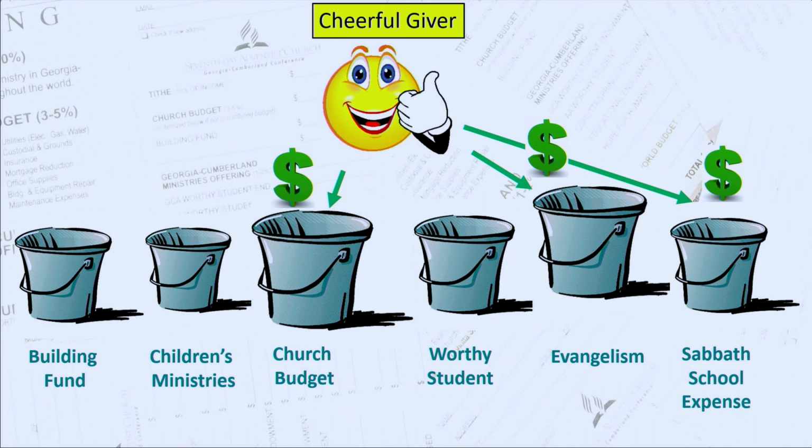So here we have Cheerful Giver, who has put an offering in the envelope, choosing to donate to church budget, evangelism, and Sabbath school expense, existing buckets, as it were. That money is now available to pay for Sabbath school quarterlies or for evangelism, and the church budget donation can be used anywhere it's needed.